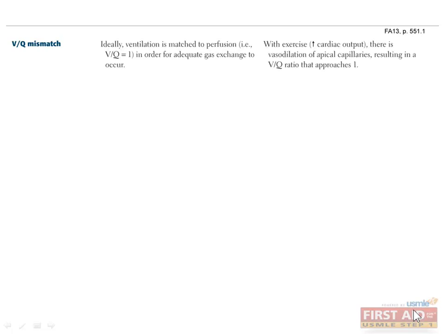VQ mismatch is a critical concept for the boards, and we've already alluded to it a couple times during this talk. In this concept, V equals ventilation, while Q stands for perfusion. The ideal situation is that the ventilation is perfectly matched to perfusion, and thus a VQ ratio of 1. So what happens in the typical person? The average person maintains a ventilation of 4 liters for about every 5 liters of blood flow, with an overall VQ ratio of 0.8.